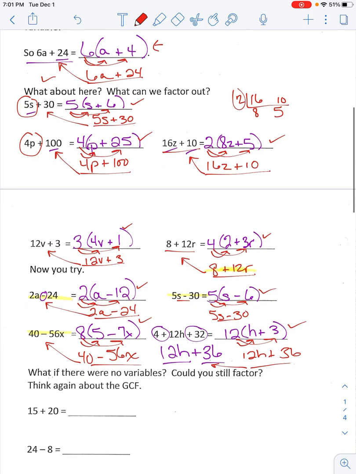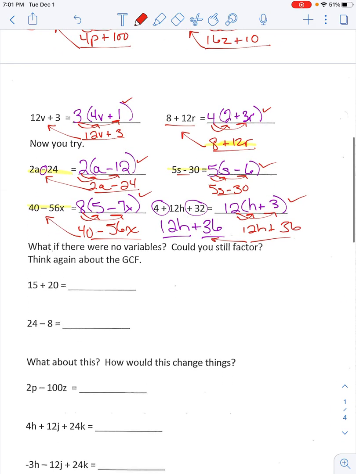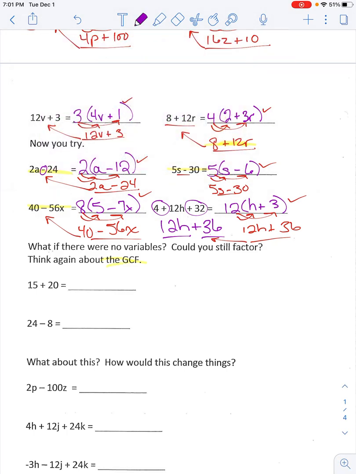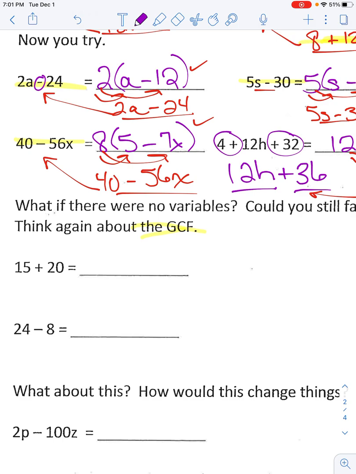So next section says, what if there were no variables, meaning letters? Could you still factor? Yes, you can. We're going to think about the GCF again, and we're going to factor out the GCF. So if it just says 15 plus 20, we're going to find the greatest common factor of 15 and 20.